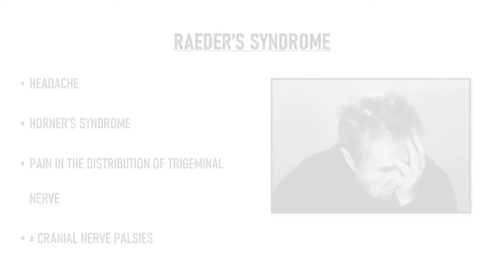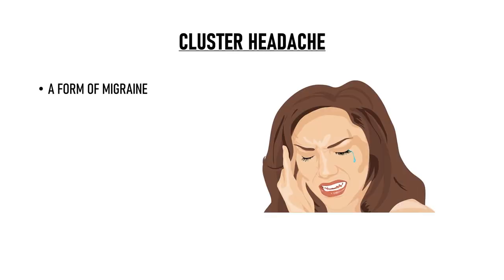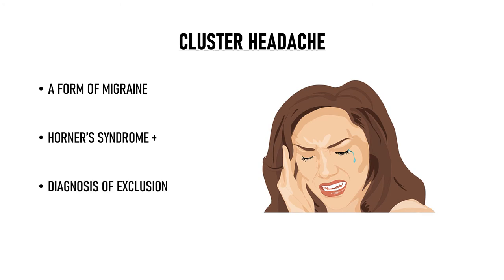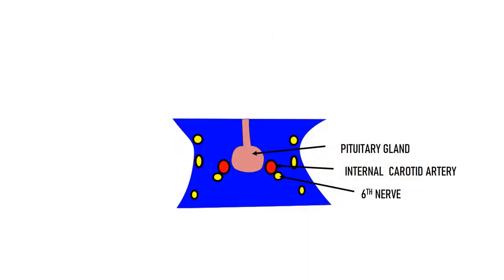Cluster headache is a form of migraine that can be vascular in origin. It may present with Horner's and is usually a diagnosis of exclusion. In any case, if you see any patient presenting with a painful Horner's, they should always undergo further investigations to rule out carotid dissection. In the cavernous sinus, lesions of the sixth nerve may also involve the sympathetic fibers.